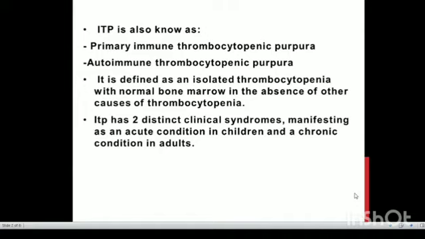It is defined as an isolated thrombocytopenia with normal bone marrow in the absence of other causes of thrombocytopenia. And ITP has two distinct clinical presentations, manifesting as an acute condition in children and a chronic condition in adults.